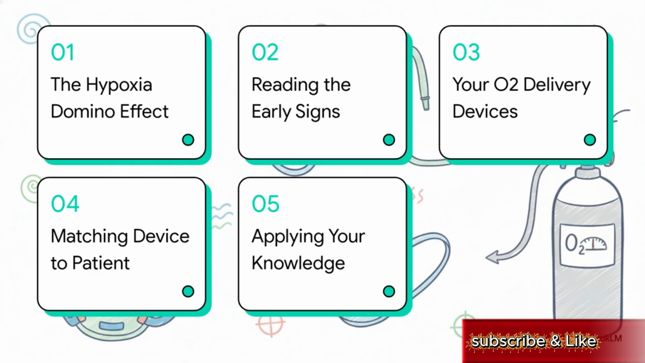All right, so here's our game plan. We are going to become masters of hypoxia. First, we'll nail down that domino effect we just talked about. Then, we'll become detectives and learn how to spot the early warning signs before things get critical. After that, we'll open up our toolkit of oxygen devices and figure out how to pick the right one for the job. And to wrap it all up, we'll put it all to the test with a real ATI-style question. You ready? Let's do this.